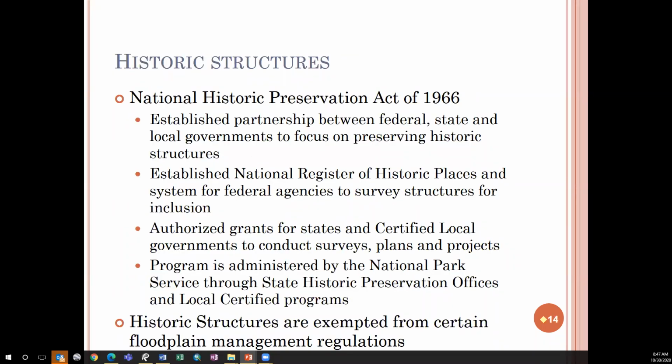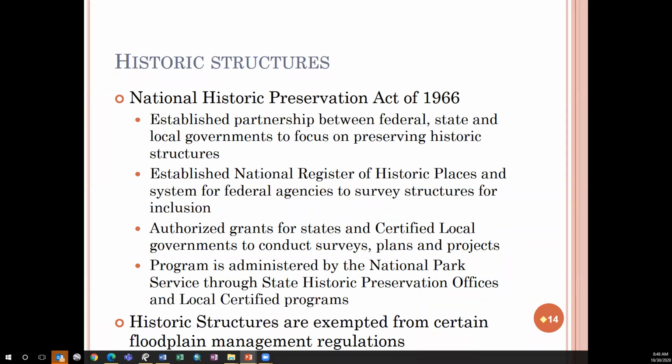Historic structures, they get a pass on a lot of enforcement of floodplain standards. The National Historic Preservation Act reference there established partnerships that if a state agency has declared a site historical, then the federal agencies will recognize that. There's grants available to map these out or to do studies and document the historical sites as well.